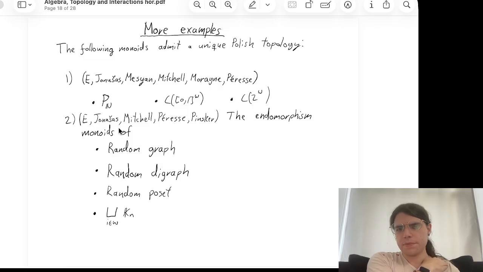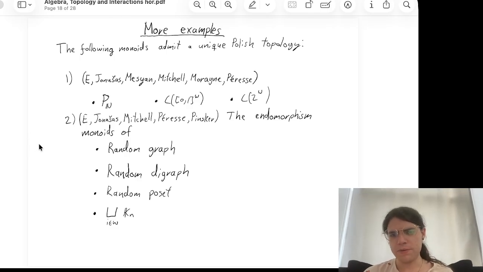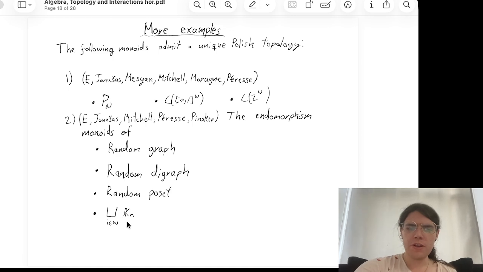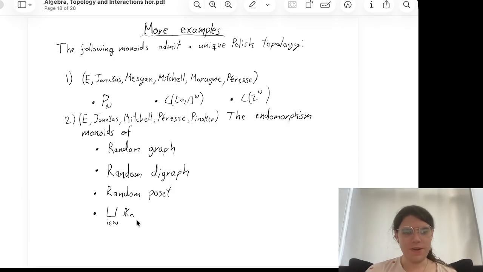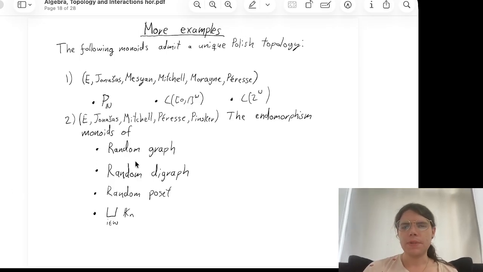And another paper with me, Julius, James, Jan, and Michael. The endomorphism monoids of the following structures, and we have some technical conditions, but here are the main examples in my head, have a unique Polish topology. In this case, it's always the pointwise one. So the random graph, the random digraph, the random poset, and the disjoint union of countably many finite cliques of the same size. These are homogeneous graphs. It even works when n equals 0, although that's not a very interesting example. So this works for lots of things.